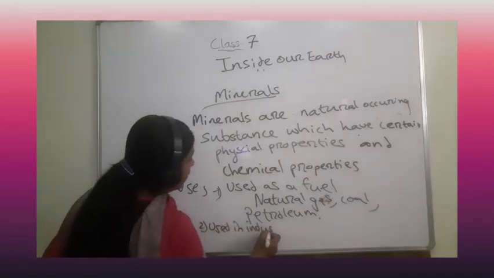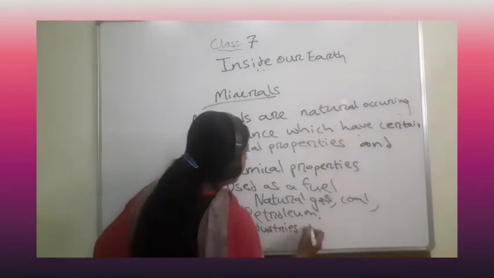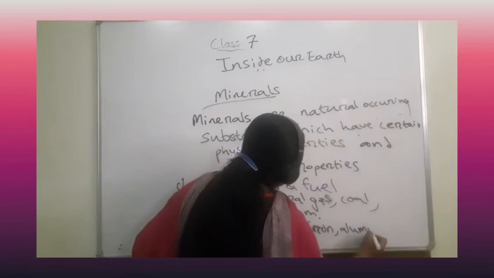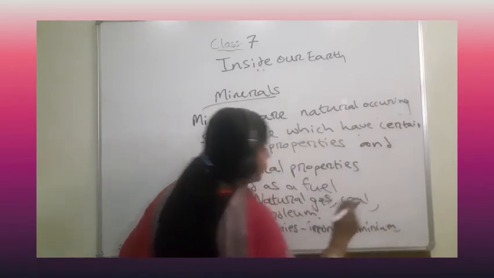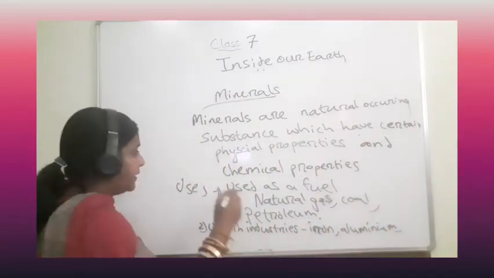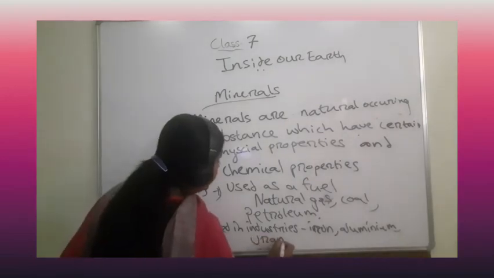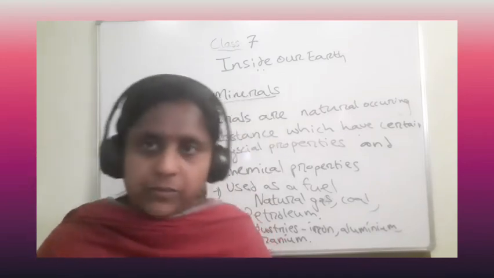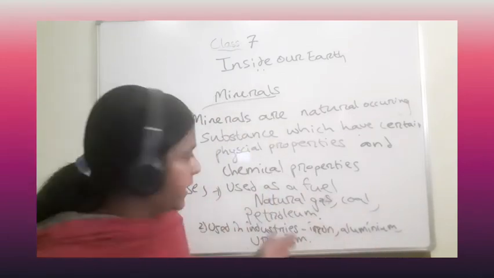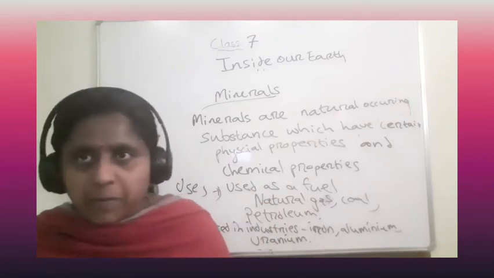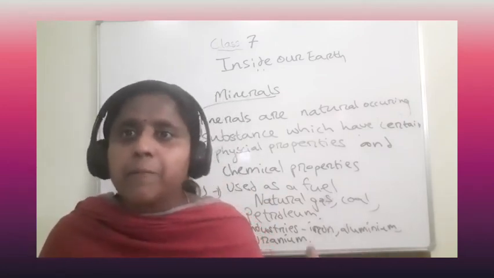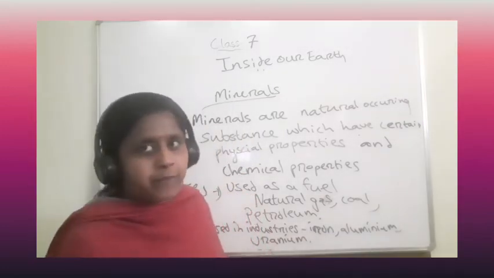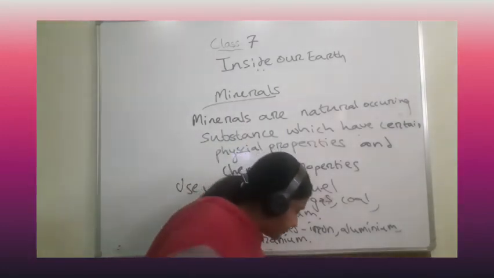Like from iron ore, we are taking out iron to make different things. Iron, aluminium, uranium, which helps in nuclear reactions, nuclear reactors, nuclear power plants. So minerals are used in industries as well. Like uranium, it is used in nuclear power plants. Different types of substances and metals are made from iron. So now we have completed our chapter and will discuss the exercise questions.